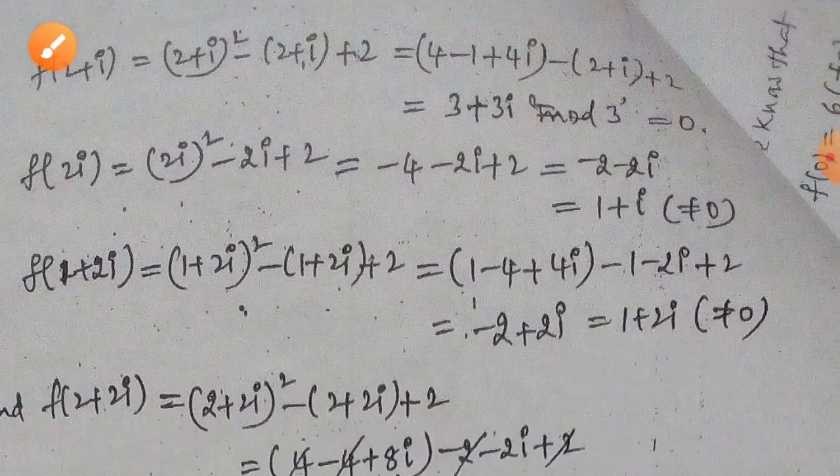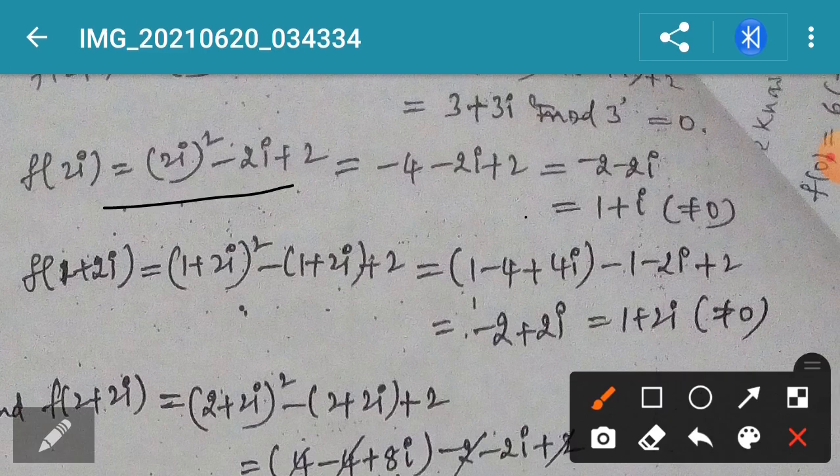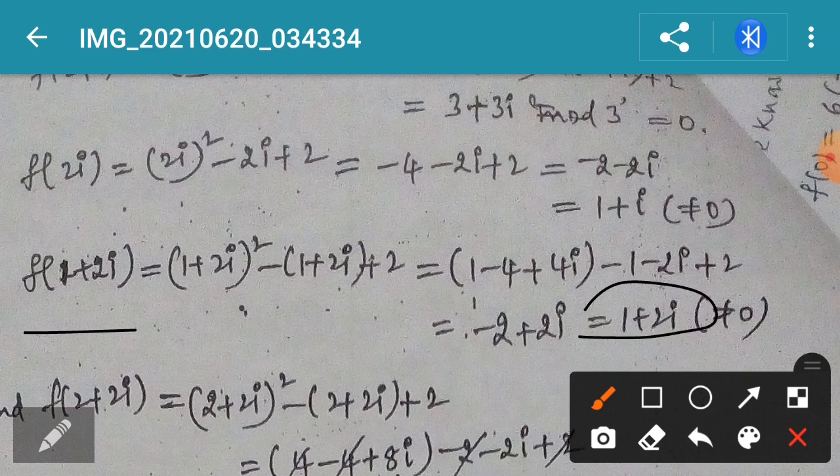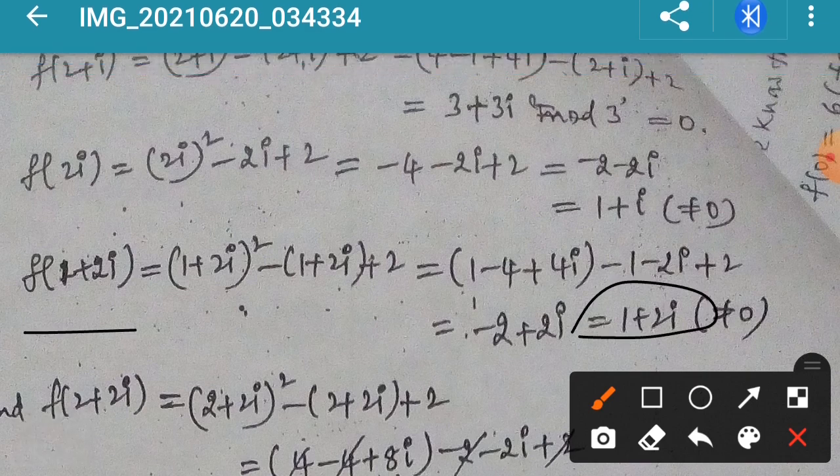After we substitute 2a, it becomes 1 plus i, which is in Z3. After simplification we get 1 plus 2i, which is also our solution. Okay, which is not our solution.